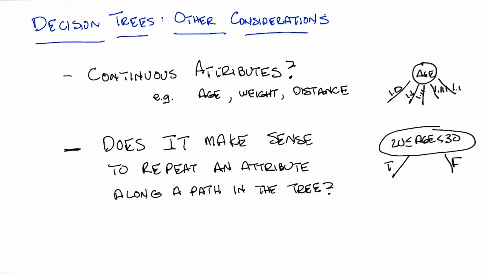Now, I mean something very specific by that. I mean down a particular path of the tree, not just anywhere else in the tree. So in particular, I mean this. I ask a question about A, then I ask a question about B, and then I ask a question about A again. That's the question I'm asking, not whether A might appear more than once in the tree.